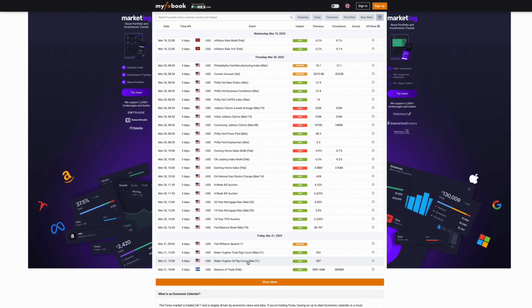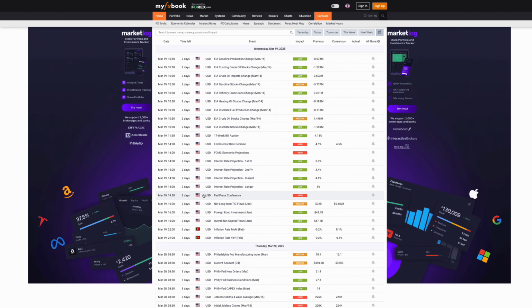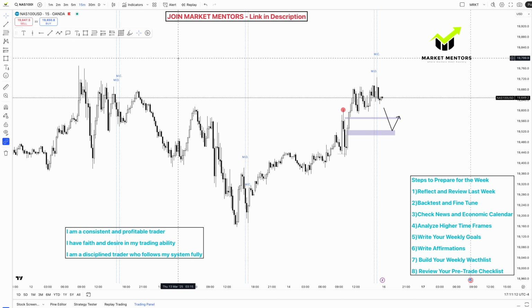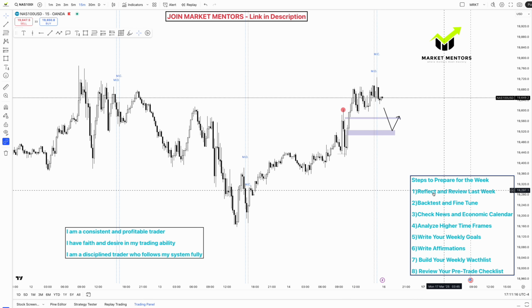Then Friday is no big news, so it should be a straightforward day. It could be one of those Fridays that just gives you 4 or 5 wins just because the market is settling out in one direction. So we'll see what that brings. It shouldn't be too bad of a week, but it should be a little interesting this week. And that covers step 3.